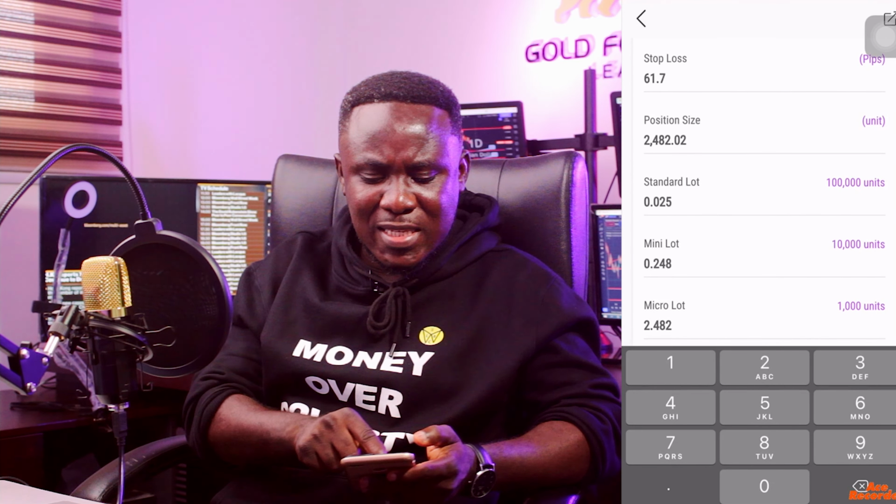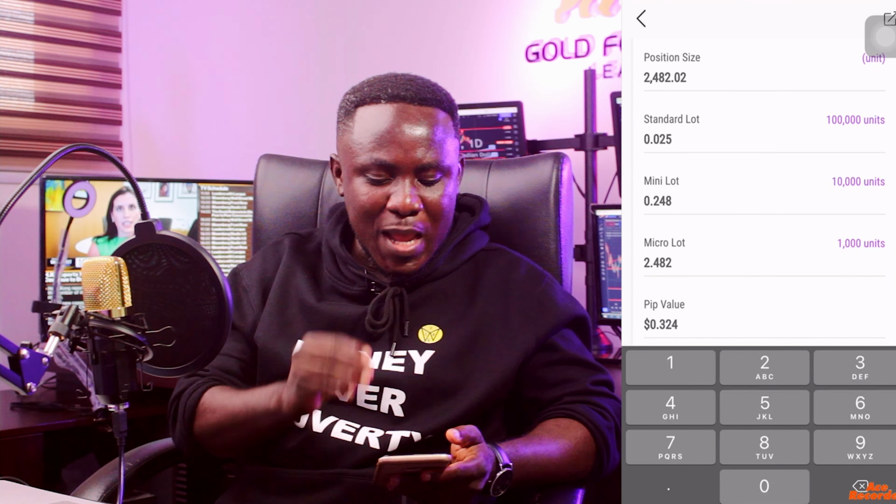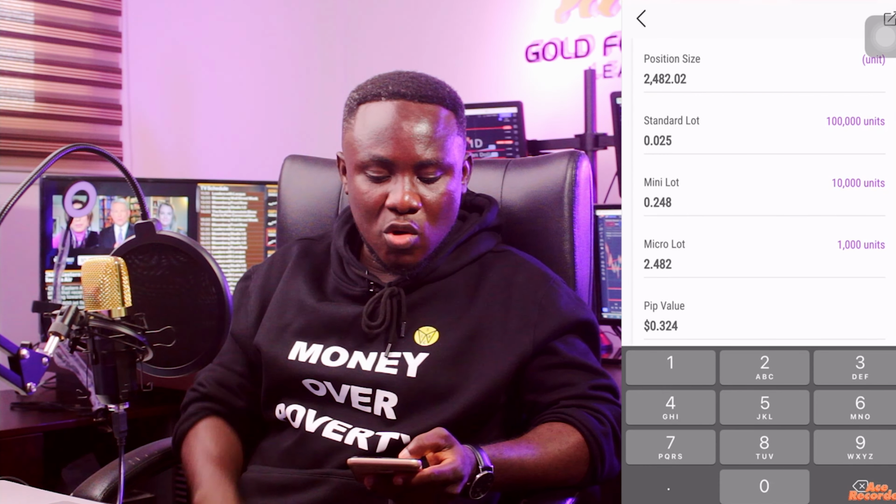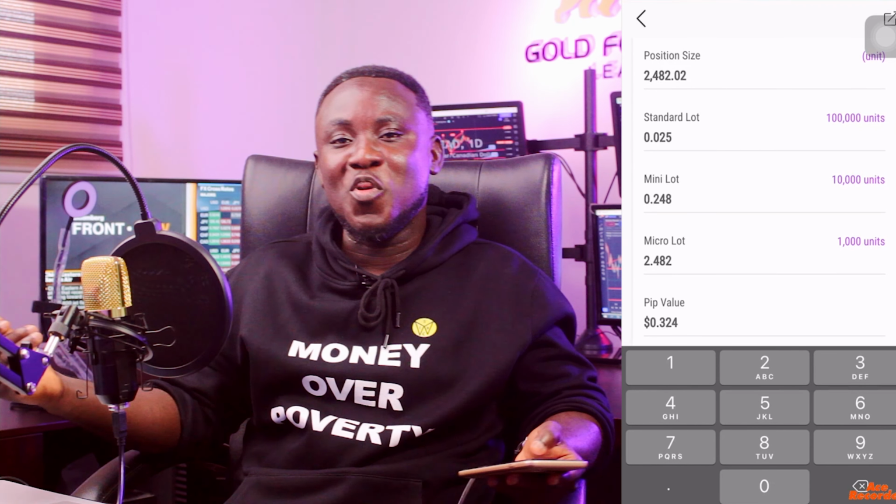$20. But you can see under the standard lot, we have 0.025 and we have the mini lot 0.248. Ignore the mini lot, micro lot, ignore all of them. Choose the standard lot. So the figure that you have under the standard lot, which is 0.025, is exactly the lot size that you are going to use to place the trade, so that when you lose or hit your stop loss, you are actually going to lose exactly $20.